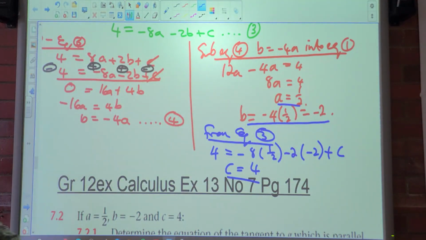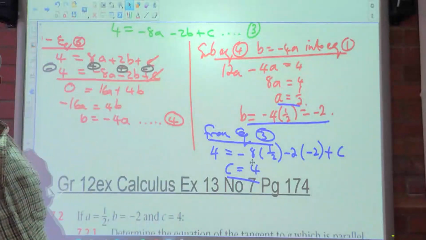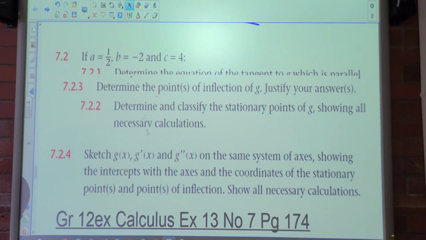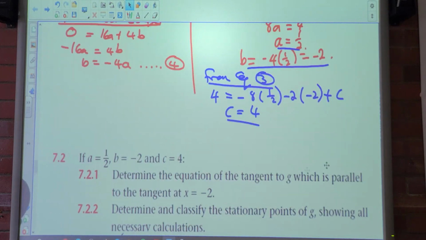Something like this would be probably worth 8 marks. Please go learn it. If you don't, my marking is just made so much easier.